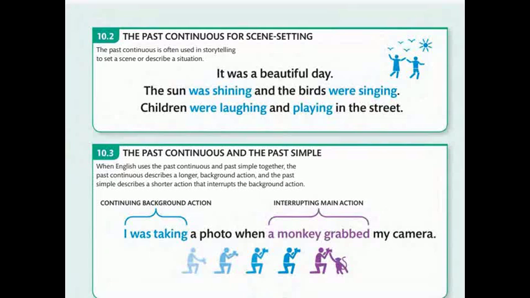10.2. The past continuous for setting. The past continuous is often used in storytelling to set a scene or describe a situation. It was a beautiful day. The sun was shining and the birds were singing. Our children were laughing and playing in the street.